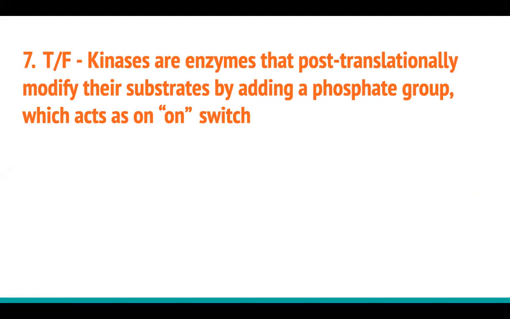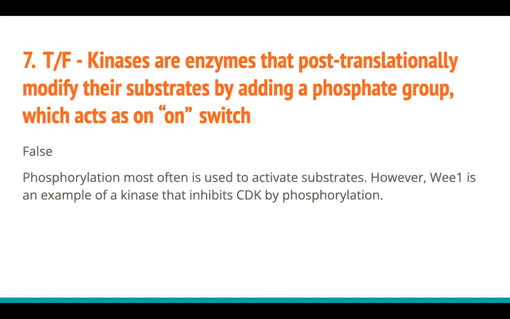So this is a true or false one. Kinases are enzymes that post-translationally modify their substrates by adding a phosphate group, which acts as an on switch for the substrate. That sounds right. Well, not always on, right? What would be an example of one that would act as an off switch or deactivate a substrate? When CDK phosphorylates WEE1. Right, so WEE1 is a deactivating kinase. Normally they are activating, but there are some examples where phosphorylation will inhibit a substrate, so that is something to keep in mind.